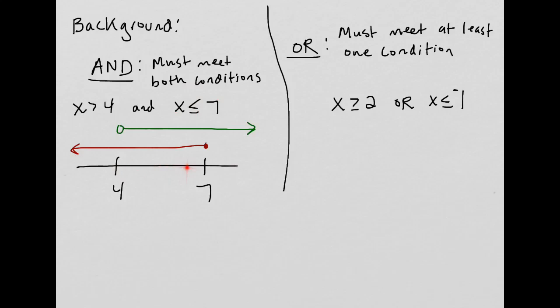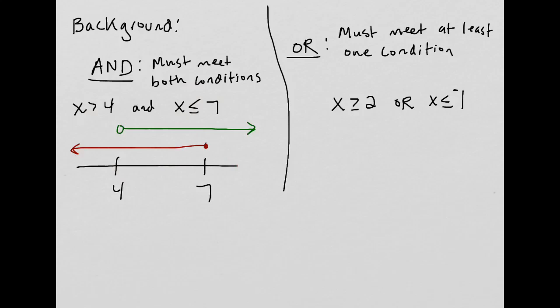If we look at the middle section, those are exactly the numbers we're looking for because you'll notice that those numbers are both in the red set and in the green set. In other words, these are the numbers that are greater than 4 and at the same time less than or equal to 7.